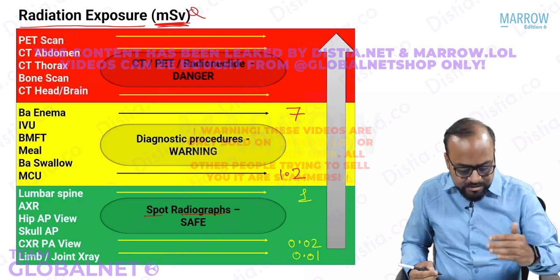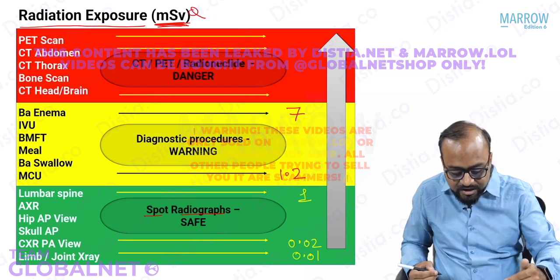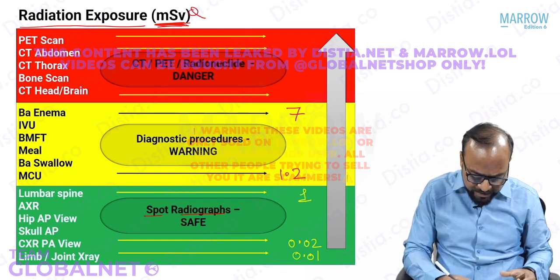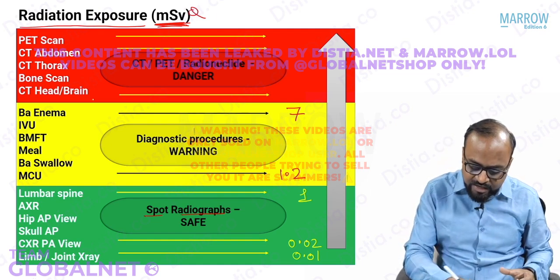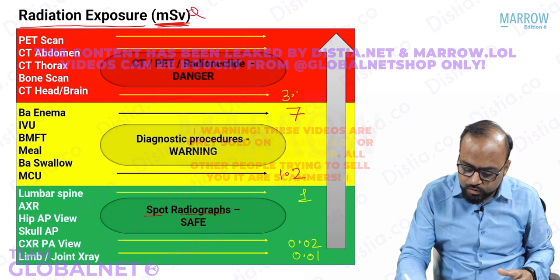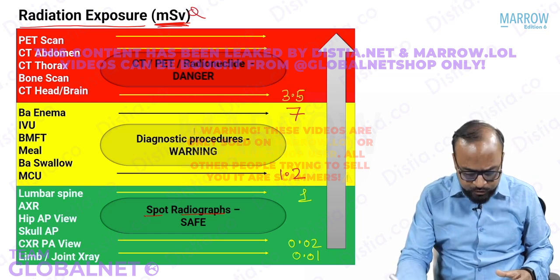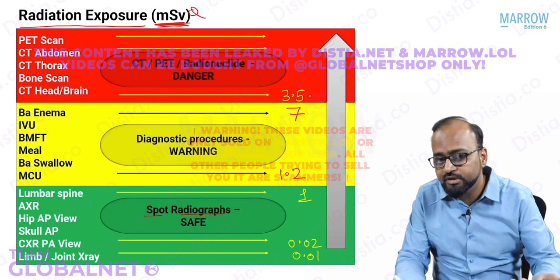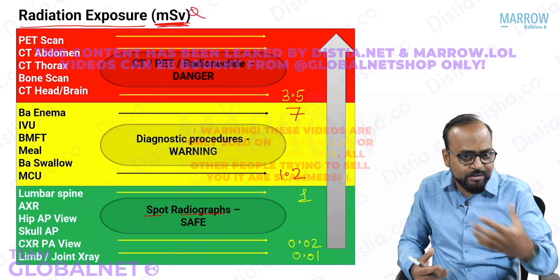Then we come to CT scan, PET scan and radionuclide studies. Out of this, I want you to remember a few very important values. So CT scan head or brain is around 3.5. So you'll say, sir, barium enema is 7, CT head is 3.5. How is it in the red zone? Because this is a concept that I am giving you.